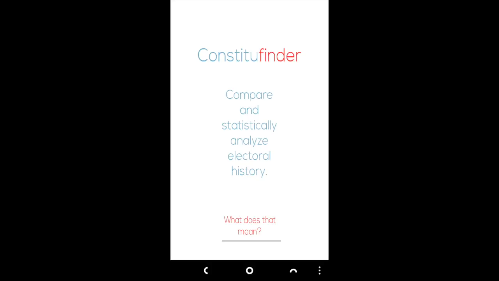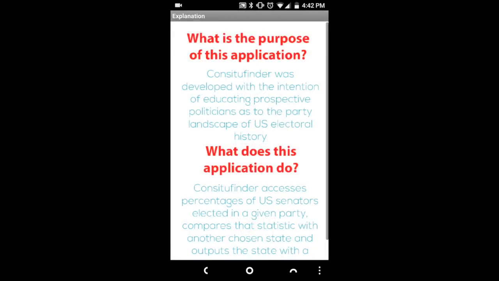My application Constitufinder covers the basis of a historical statistical analysis between two states' senatorial history, and, amongst other things, gives you a numerical read on which states you have a superior chance of winning a seat in the Senate based upon your party affiliation. I'll demonstrate my product's various features and how my planning manifested itself into an Android application.